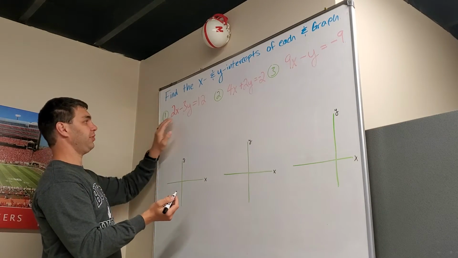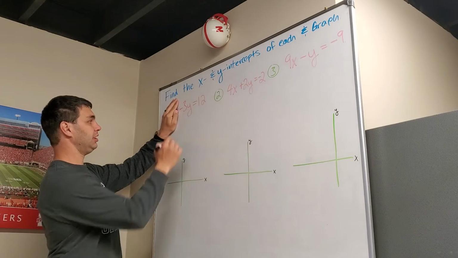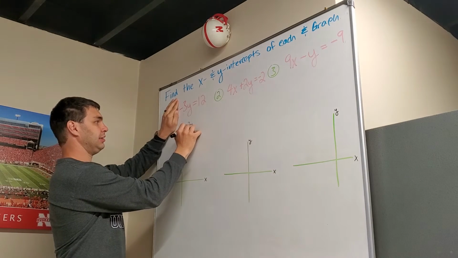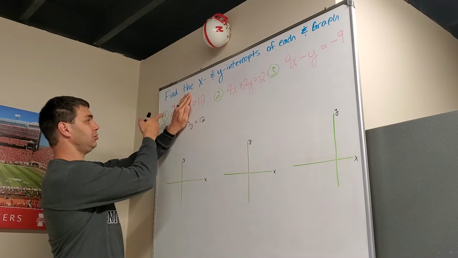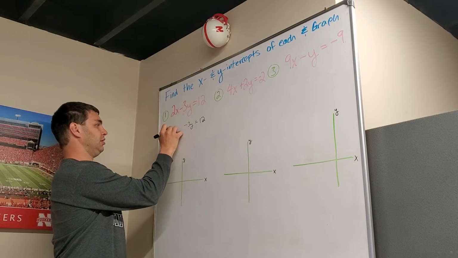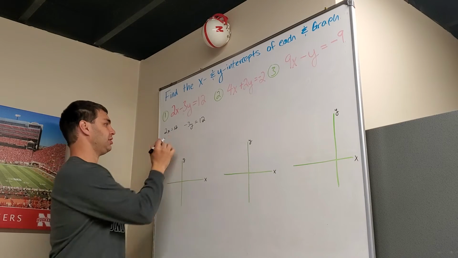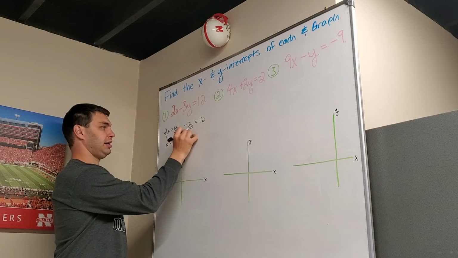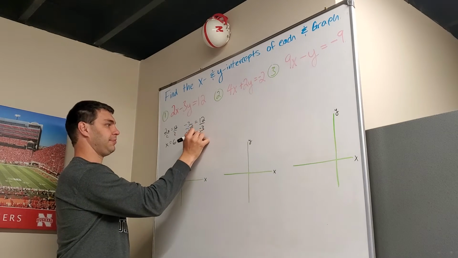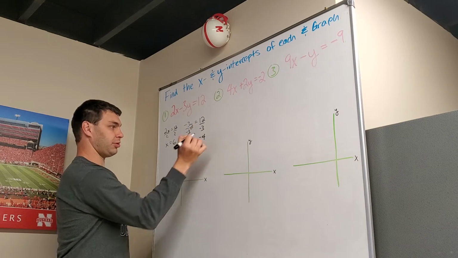This is what I mean by that. If I cover up the x term, negative 3y equals 12 is left over. If I cover up the y term, 2x equals 12 is left over. Then, to solve, I'm just going to divide by 2 for the x and get x equals 6, and divide by negative 3 for the y, and y equals negative 4.